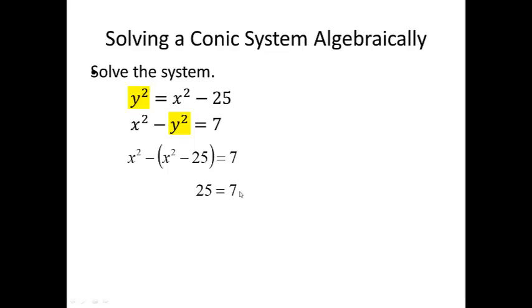So now I have 25 is equal to 7. You go, wait a minute, I did something wrong. No, you didn't do anything wrong. This is no solution. I have here two hyperbolas that never cross. They could either be inside each other, or one could be going up and down and the other going from side to side, so they never cross. So there's no solution for this.